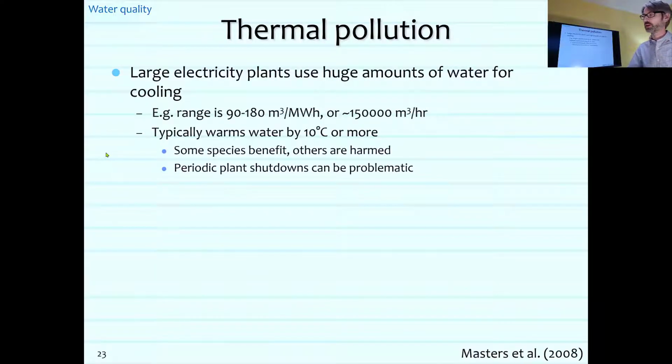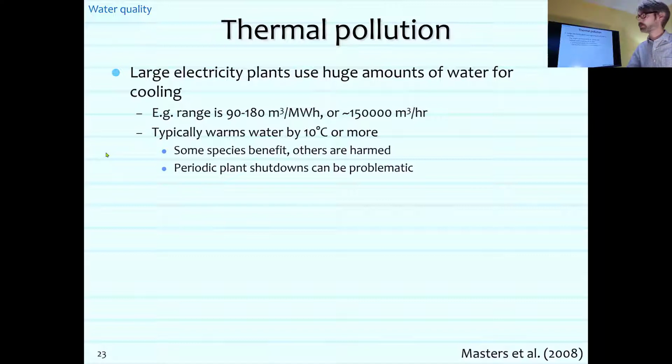Thermal pollution is another problem. Large electricity plants use very large amounts of water for cooling. And so, as an example, you can get up to 90 to 180 cubic meters of water required per megawatt hour, or in other words, these plants can pass through their cooling systems 150,000 cubic meters of water per hour. This can often warm the water in the river by 10 degrees Celsius or more.